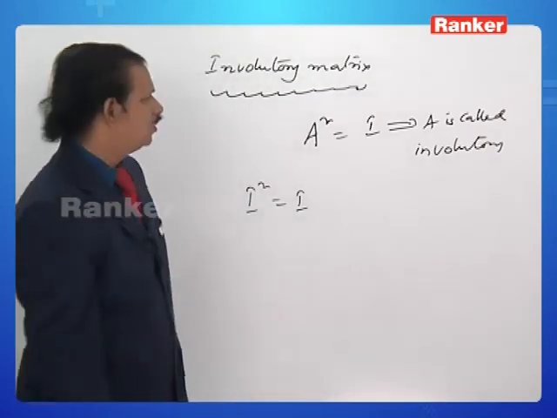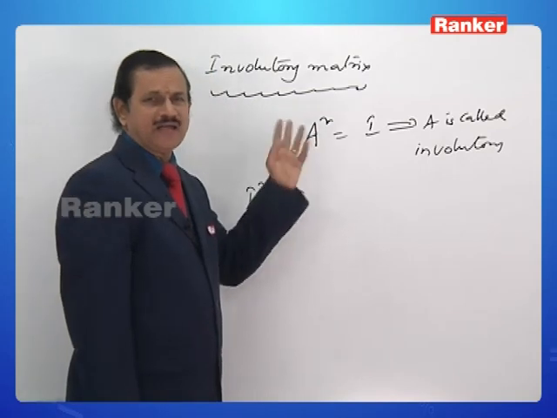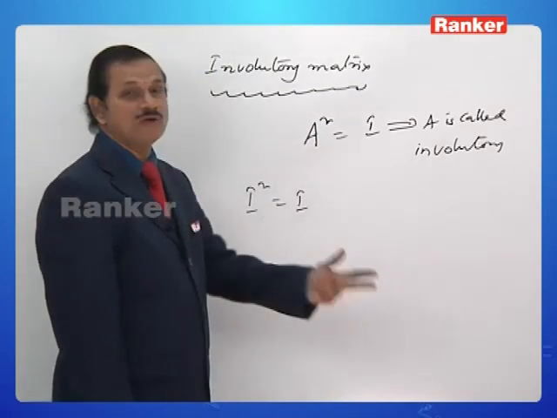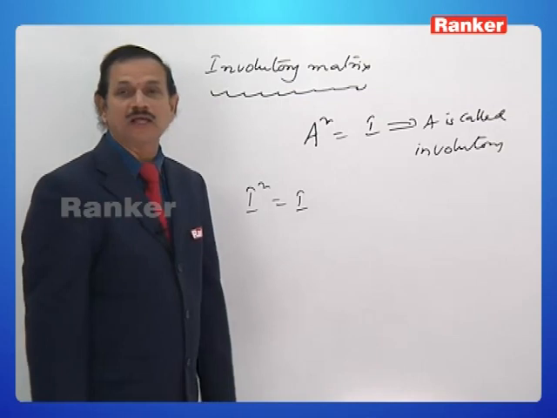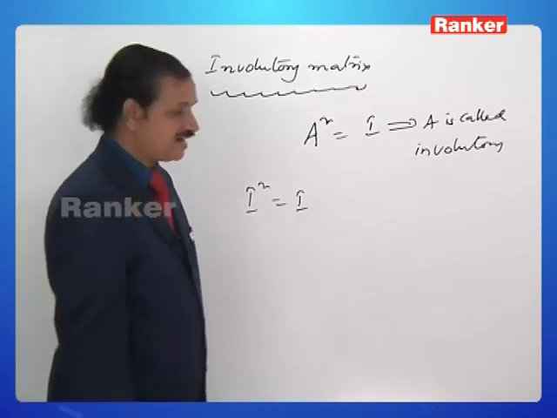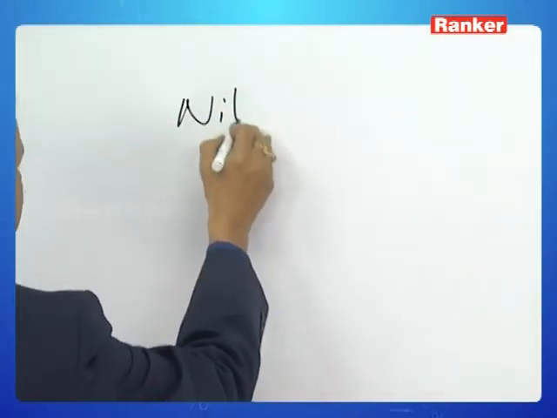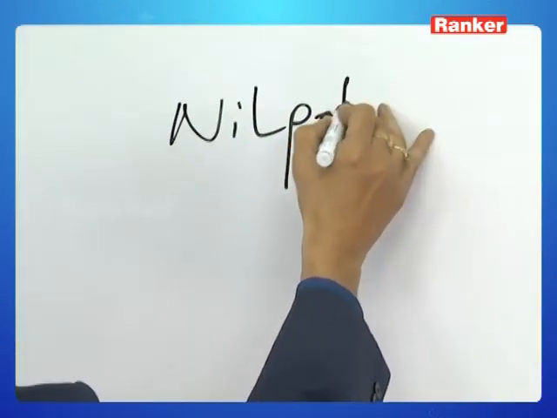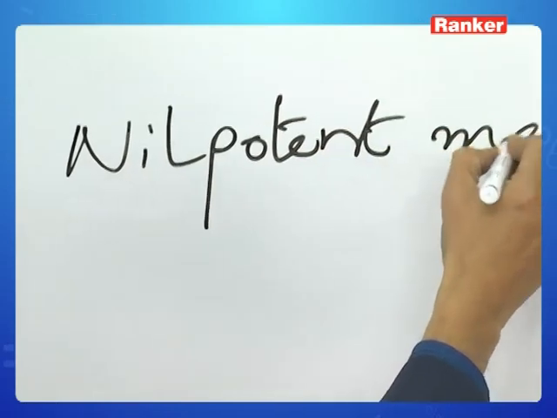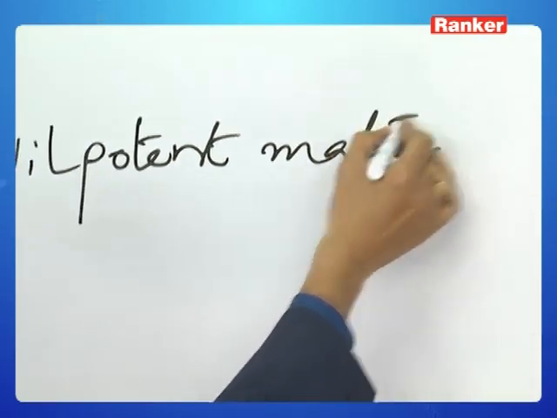Of course, keep in mind that A square is equal to I implies A is called an involutory matrix. Involutory matrix. Nilpotent matrix.